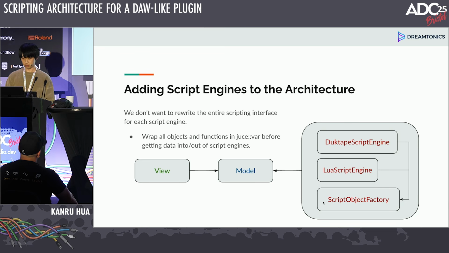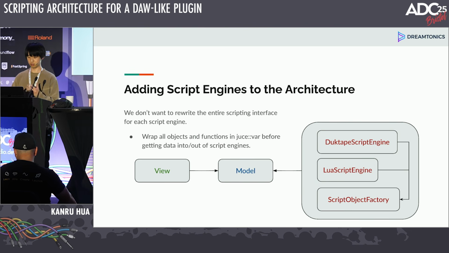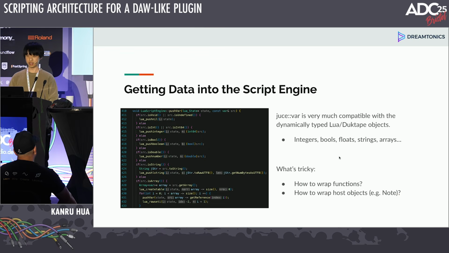Most of the bindings are done between the model and the script object factory, and the object factory exposes a few virtual methods for the script engine to define based on the usage and the behavior of the particular scripting language, or the implementation, the interpreter of that language. Now we have this basic structure. The next thing is how do we get data into or out of the script engine?